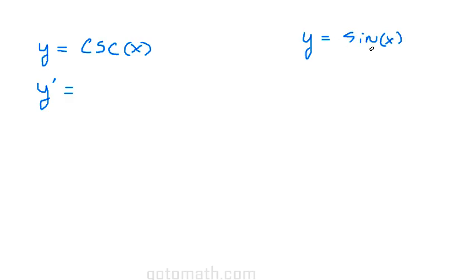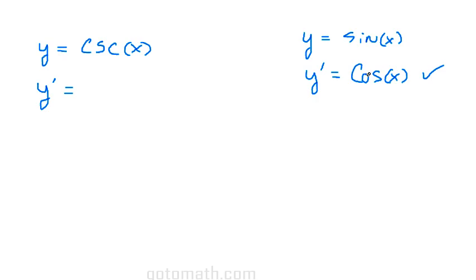So let's move over here where we can write this out. So we have y is equal to cosecant x, and when it says find the derivative, that means we want to find y prime. Now we're going to use this fact here that if we have y is equal to sine x, that y prime is equal to cosine x. And this is what we want to use right here.